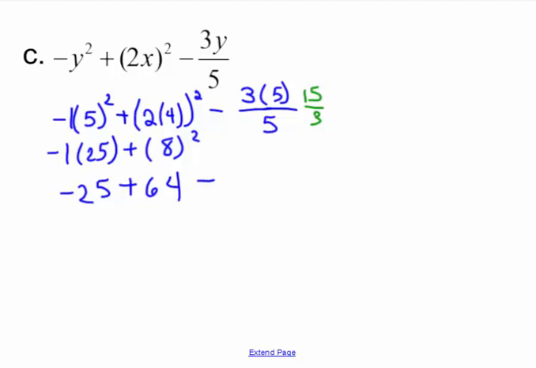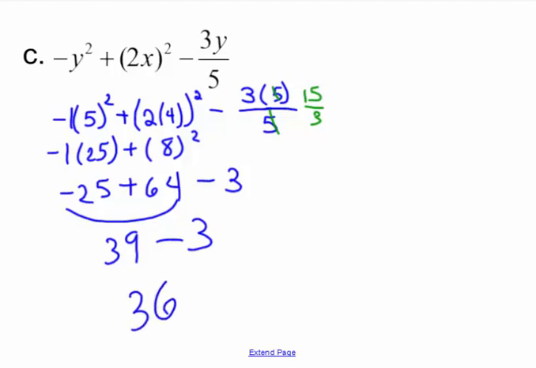You could also go, well, it's 3 times 5 divided by 5. I could cancel out the 5s and get 3 as well. Either way would be fine. At this point, I'm going to do negative 25 plus 64 minus 3. Again, I have options here. I do want to be careful with the negatives. Some people like to change it into plus negative 3. You don't have to. If I do the negative 25 plus 64, I get 39. 39 minus 3 is 36. So that's 36.